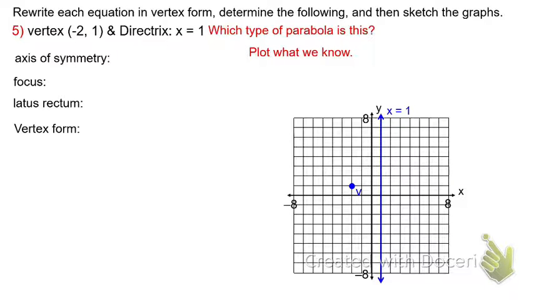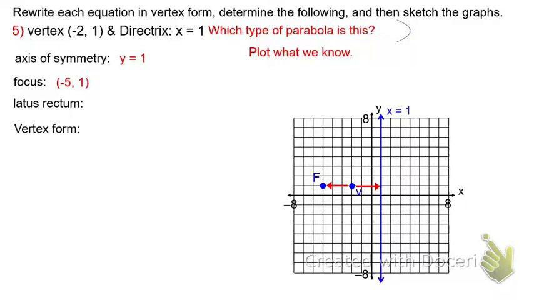What type of parabola is this? Well, if the vertex is to the left of the directrix, that means the focus is going to be to the left of the vertex, in which case this is a sideways parabola. It's going to open to the left. So let's plot in what we know. The axis of symmetry would have to be y equals 1, because it has to go through the vertex, which means if we go 3 units to the right to find the directrix, we'll go 3 units to the left to find the focus. And there's the focus.